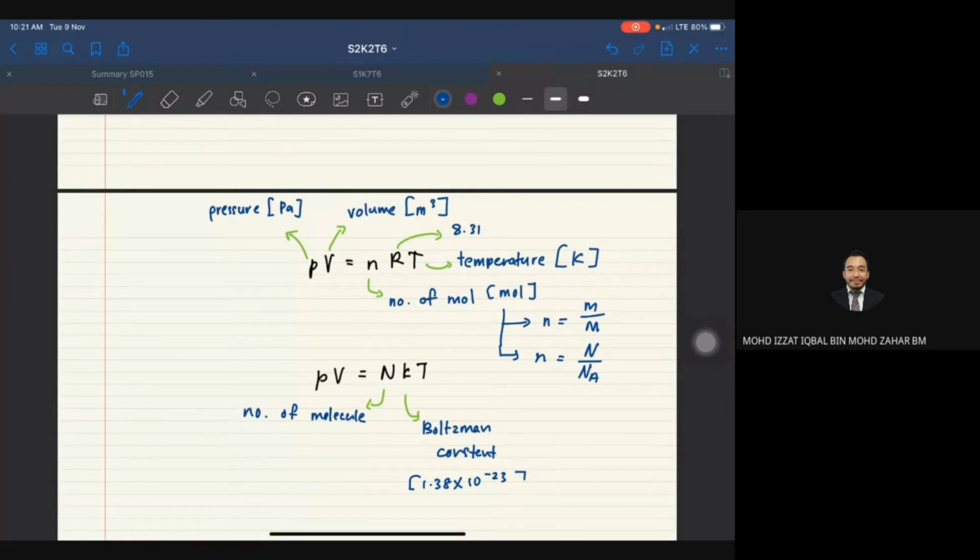So I always got confused between the Avogadro number. The Avogadro is positive 23, this one is negative 23. So you guys can confuse lah. Then the K here, actually you can calculate the K by calculating R divided by NA. So 8.31 you divide by 6.02 times 10 to the power of 23, you get that number. So basically this is a derived equation if you want to represent the equation in terms of number of molecules. Okay, atas ni in terms of number of mole.